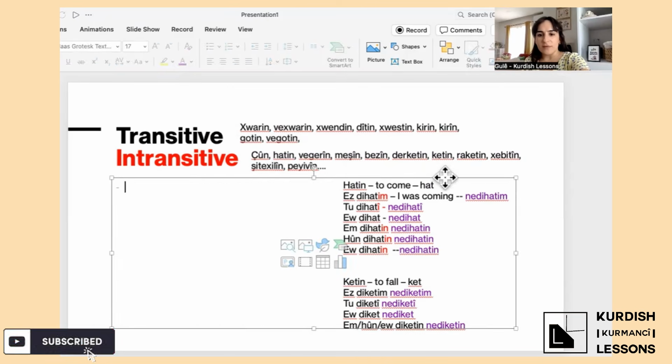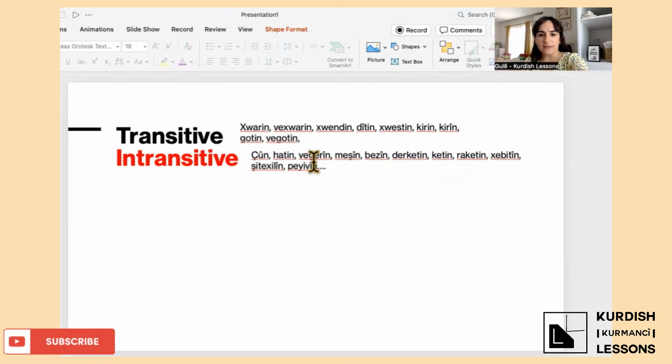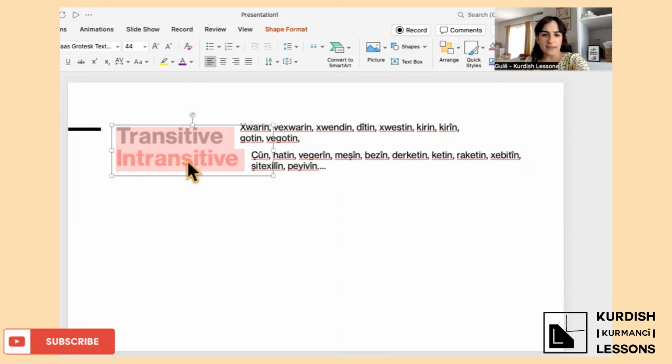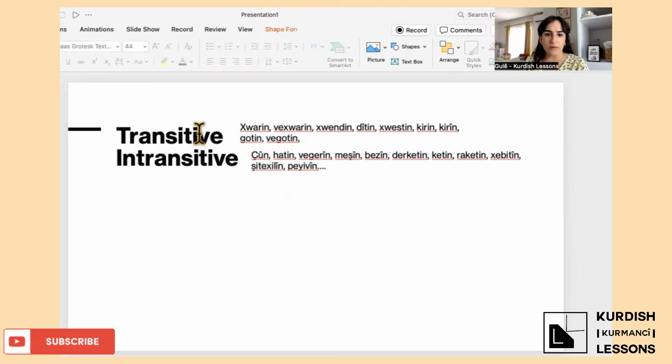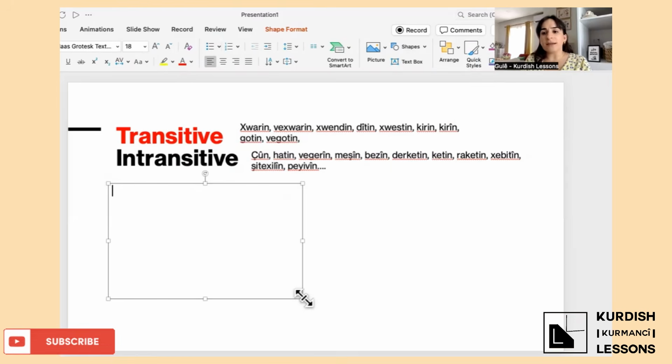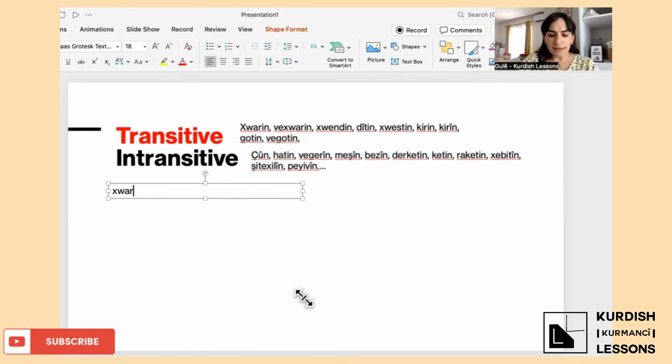Okay, so let's remove this one, and we don't need this one. And for this here, we will speak about the transitive one. So the transitive one will be the red one. Okay. So let's have a look at khwara. Khwara is to eat, right? But first let's write the formula. So the formula is basically the same. You need the past stem, and then you need the endings.